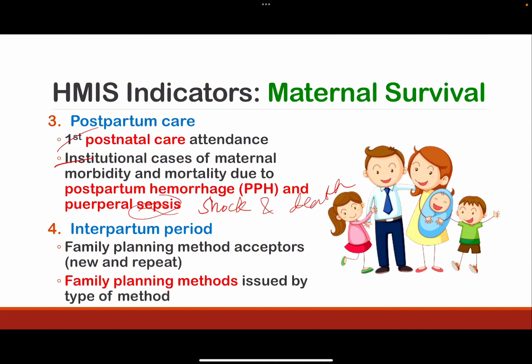Lastly, we have the interpartum period. Interpartum means between childbirths, so there is a gap. Here the family planning methods come in, and family planning methods issued by type of method. Contraceptives are really different from one another, so it depends on each family which method they will accept.